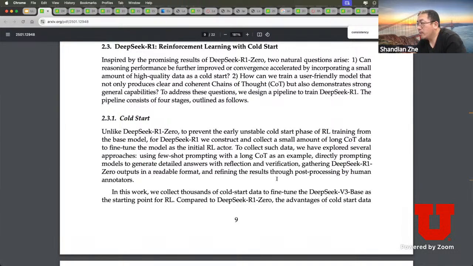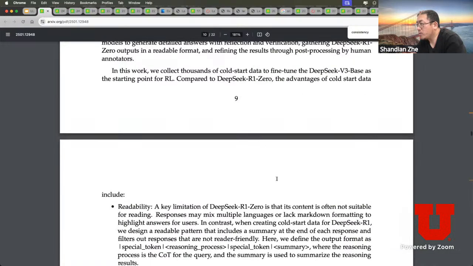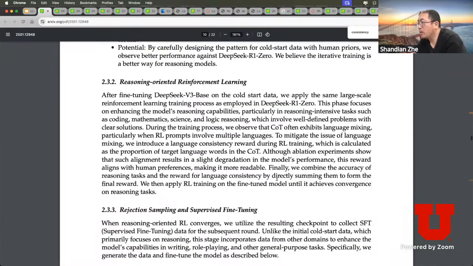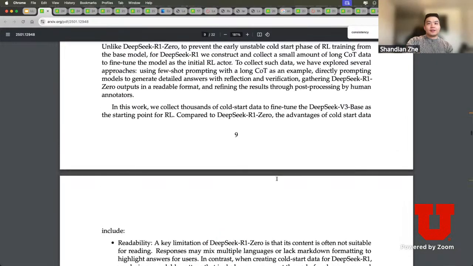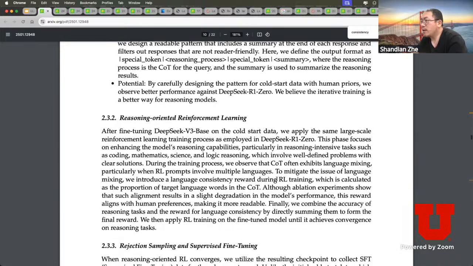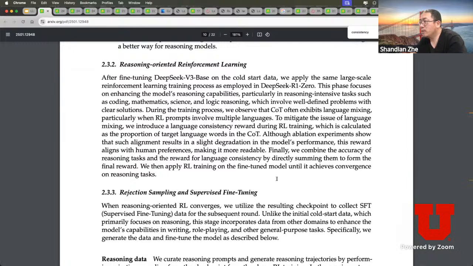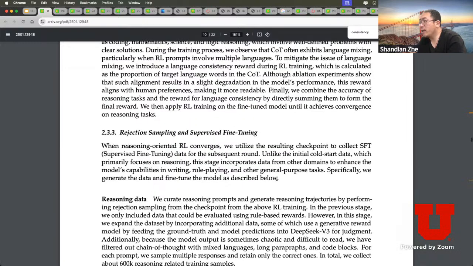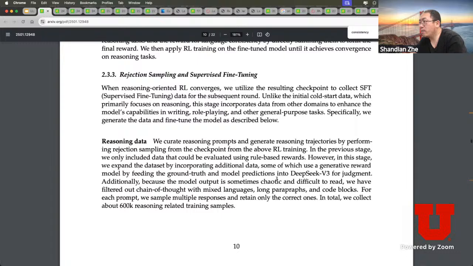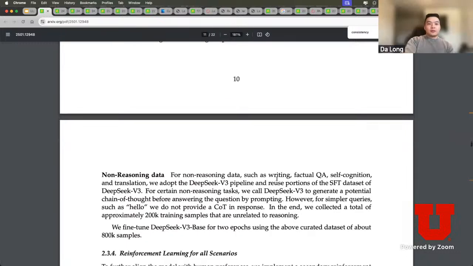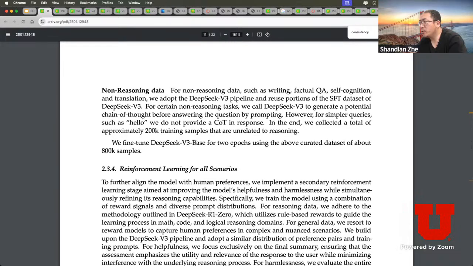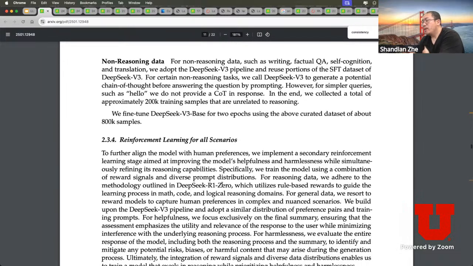And how many examples did they collect? They did not say that. Yeah, we don't see that. Okay, and then they use this chain of thought data set to fine tune the base model again, and then run the reinforcement learning again. They get V3, right? Yeah. And then they use that model to get reasoning data and non-reasoning data.